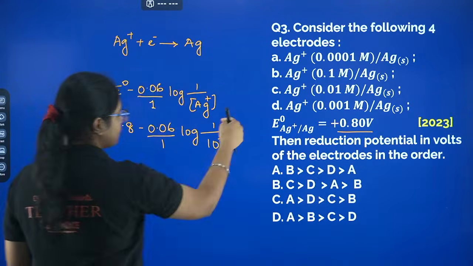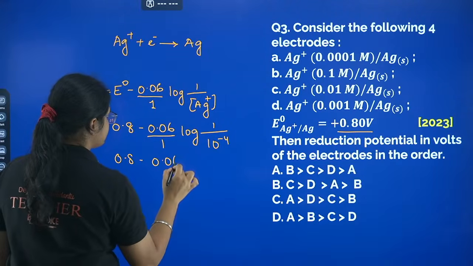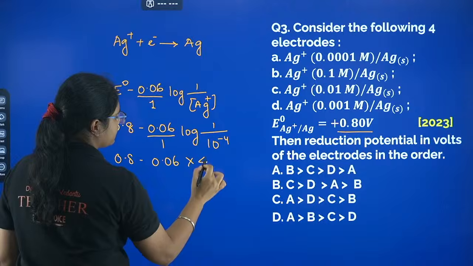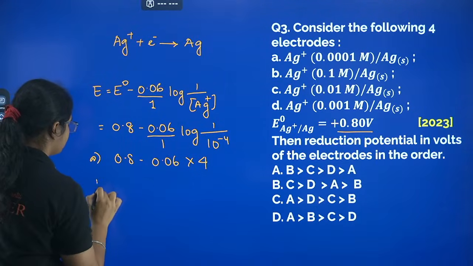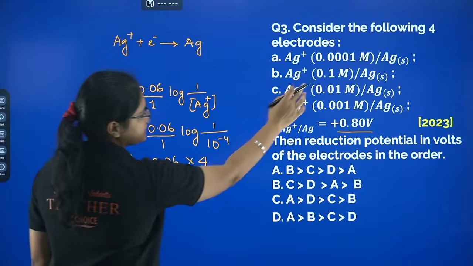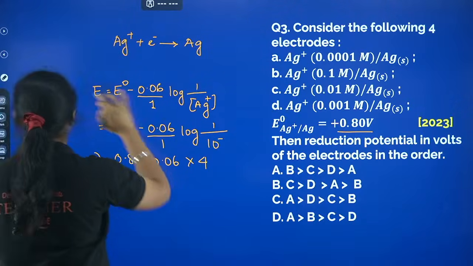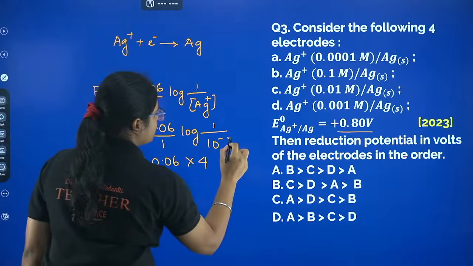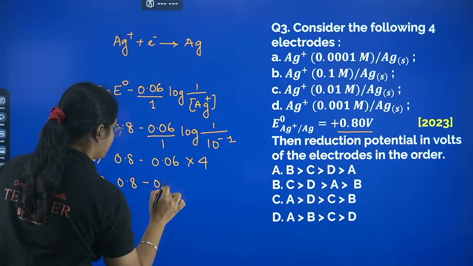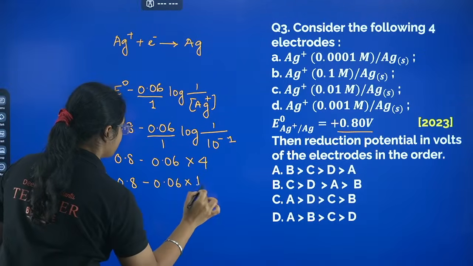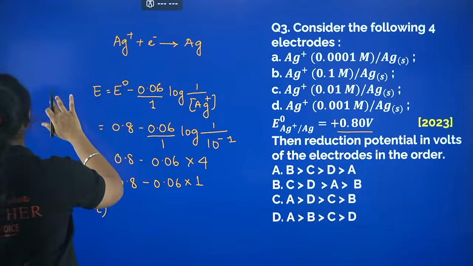Now see, this 4 goes up, so I'll get 0.8 minus 0.06 into 4 for option number A. Similarly, for option number B, here I will substitute 10 to the power of minus 1. So it goes up, and we'll get 0.8 minus 0.06 into 1. For option number C, it is 10 to the power of minus 2 here.